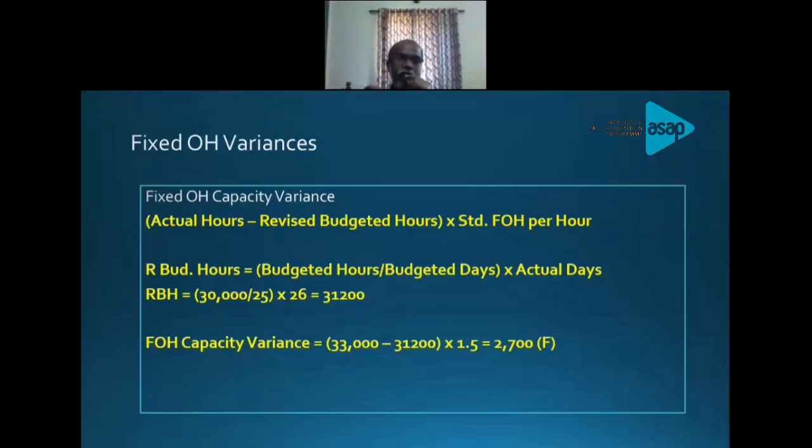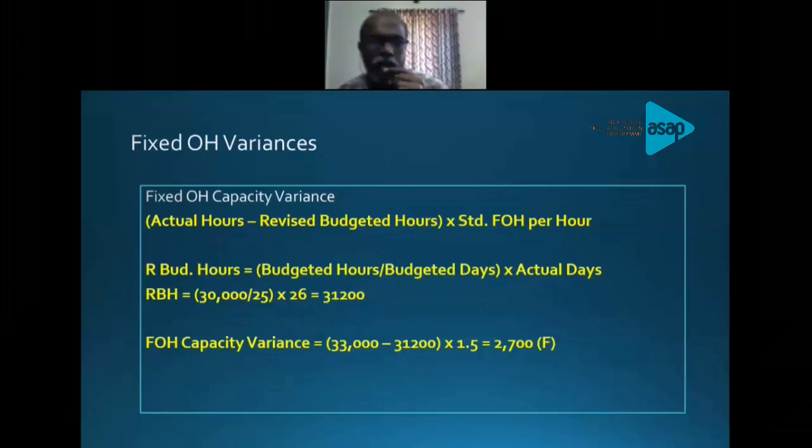Remember, for the fixed overhead capacity variance, our actual number of working hours is 33,000. Revised budgeted hours is 31,200, and standard fixed overhead per hour is 1.5, which we have calculated earlier. So it is 2,700. Remember, we have worked more than the budgeted days, so it is actually favorable to the organization.